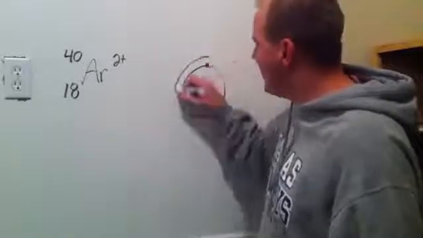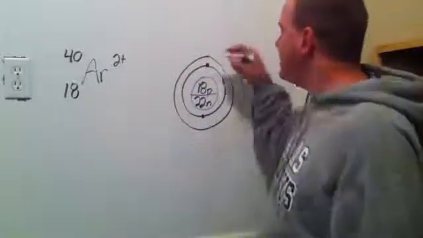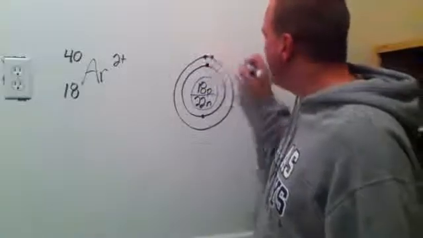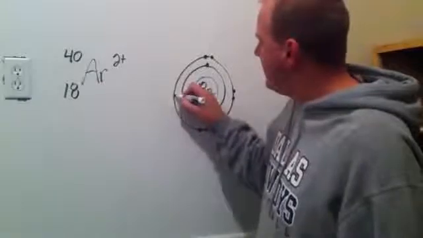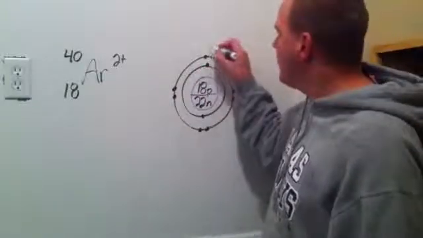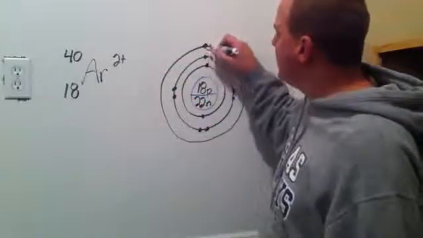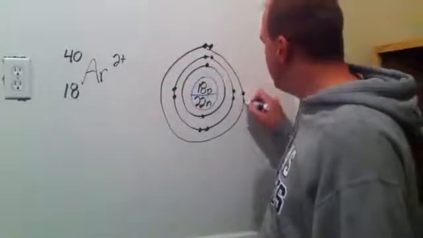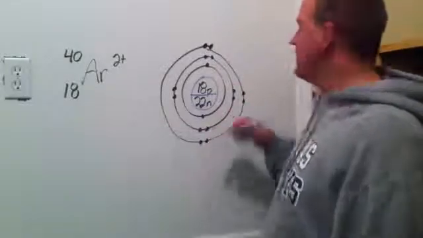So I go to my second cloud. My second cloud can hold how many? 8. So I'm going to go ahead and put all 8 in there. 2, 4, 6, 8. So I have a total of 10. I need 6 more. So I go to my third cloud. On my third cloud, I'm going to draw 6 more. Now, that gives me a total of 16 electrons.